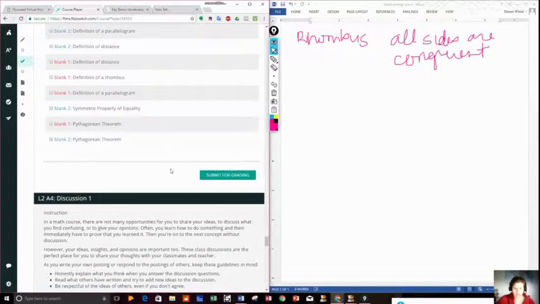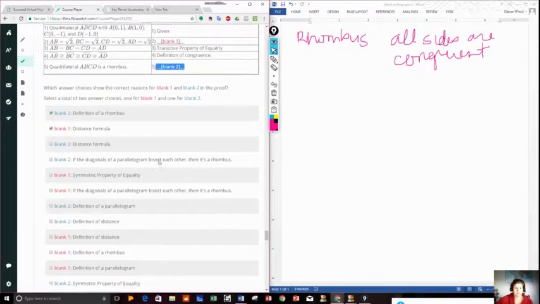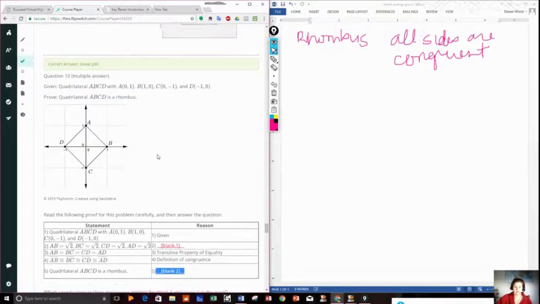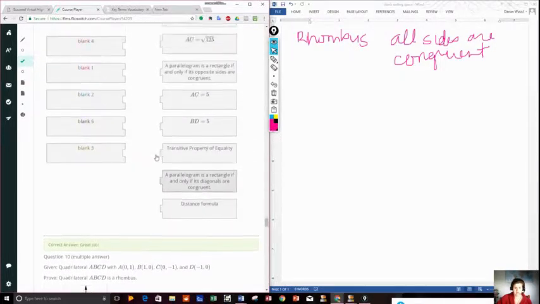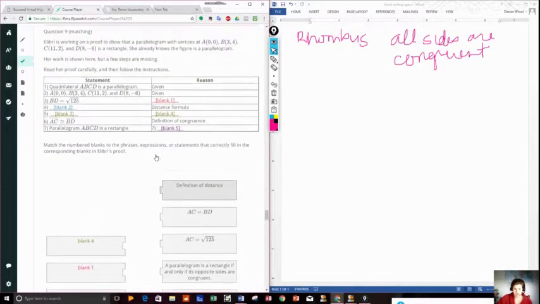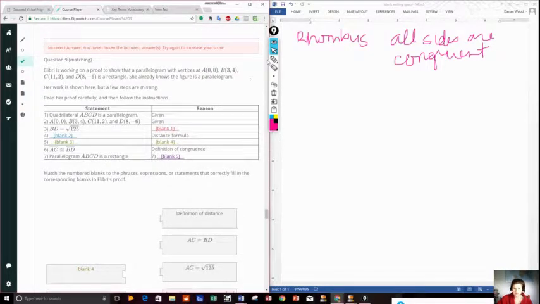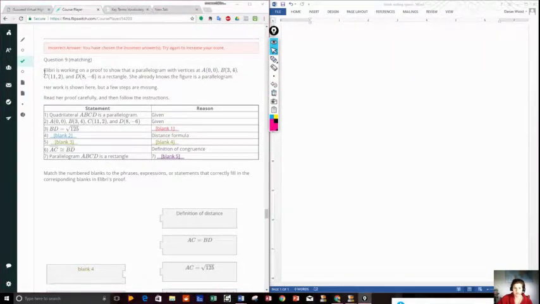It says great job. All right, so now we're going to do question 9. Ulibri is working on a proof to show that a parallelogram with these vertices at A 0, 0, B at 3, 4, C at 11, 2, and D at 8, -6 is a rectangle. She already knows the figure is a parallelogram. Her work is shown here, but a few steps are missing.